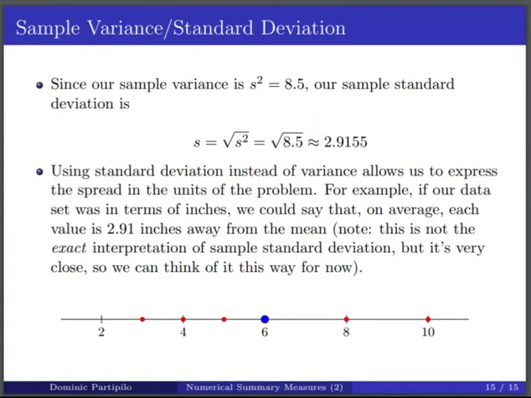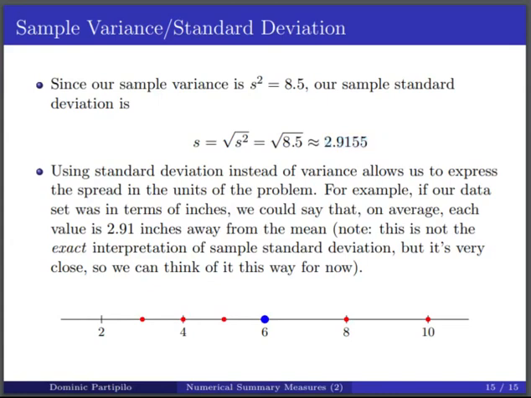And since our sample variance is 8.5, we can now calculate our sample standard deviation. And remember, the sample standard deviation, S, is just the positive square root of the sample variance. Our sample variance is 8.5, and the square root of that is 2.9155. And that's going to be our sample standard deviation.